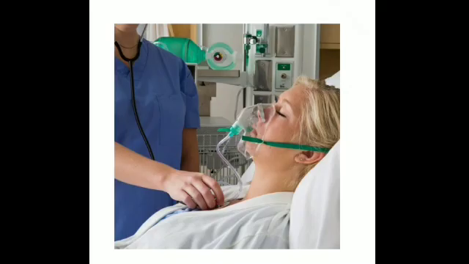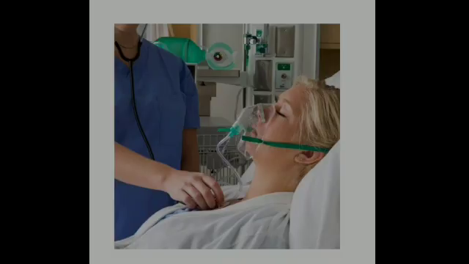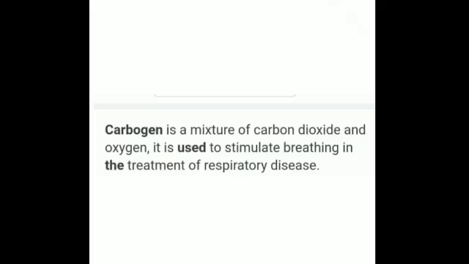Carbon dioxide is used in the form of carbogen for artificial respiration. This carbogen is a mixture of 5% carbon dioxide and 95% oxygen. Is that clear? It is used to stimulate breathing in the treatment of respiratory disease. Is that clear?